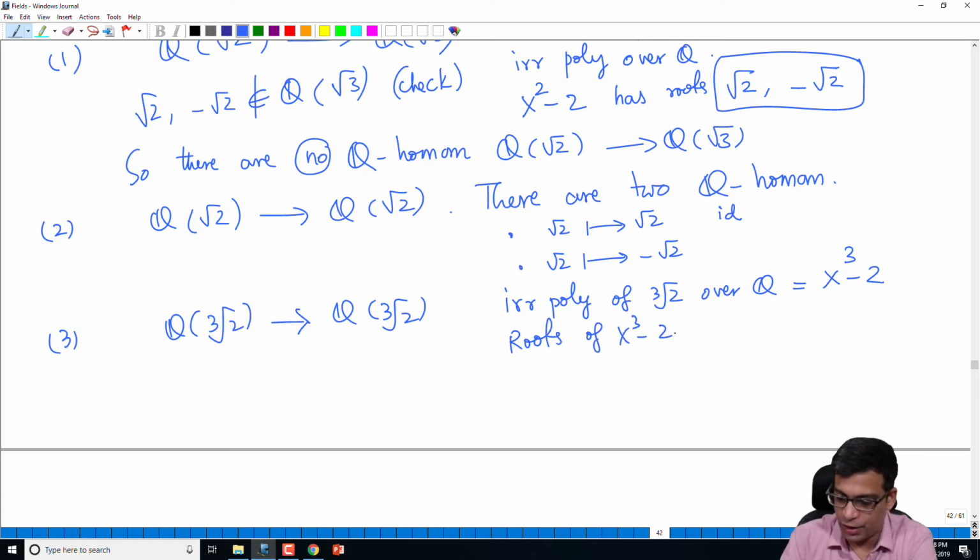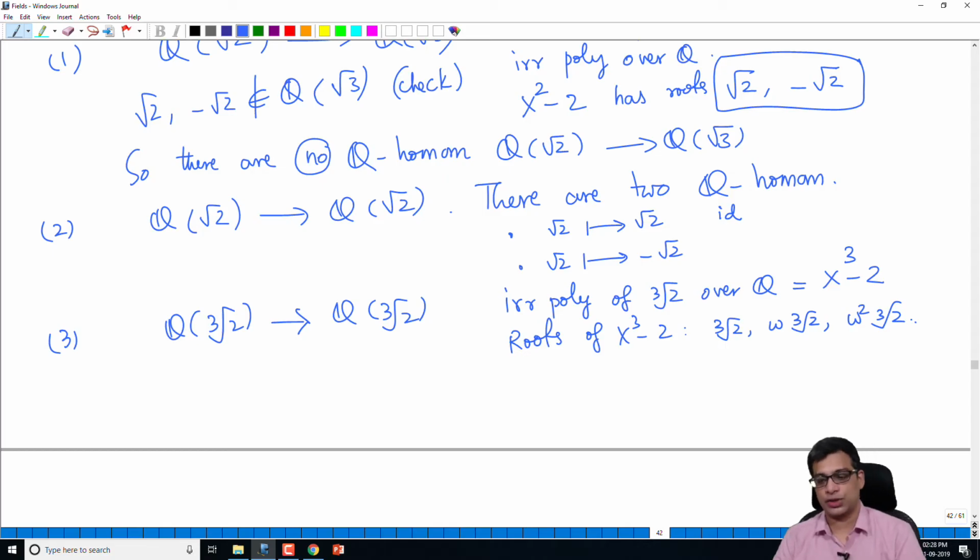What are the roots of x cube minus 2? In some large field, in C for example, they are cube root of 2, omega cube root of 2, omega squared cube root of 2. These are the three roots of this polynomial. Because cube root of 2 is a real number and omega is a cube root of unity, the cube of each of them is 2. So these are the roots.